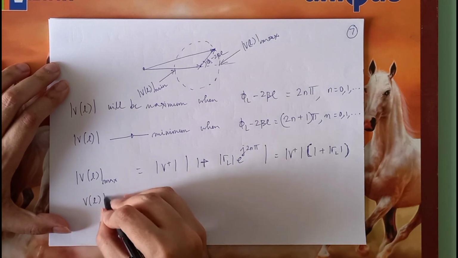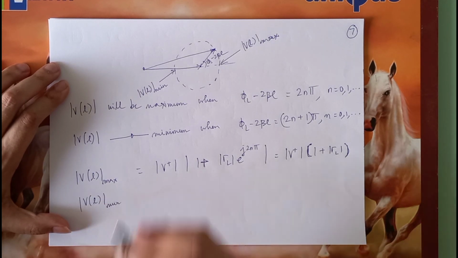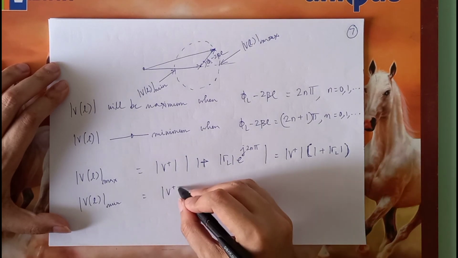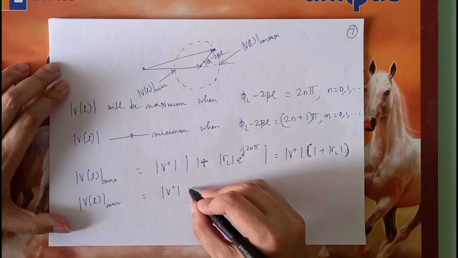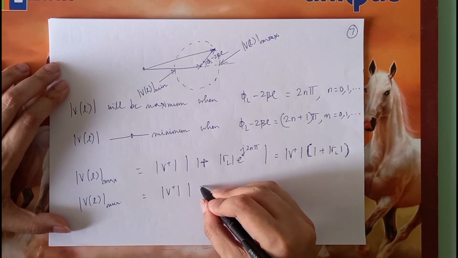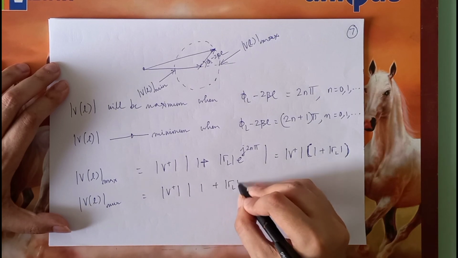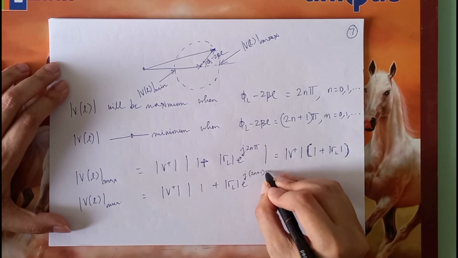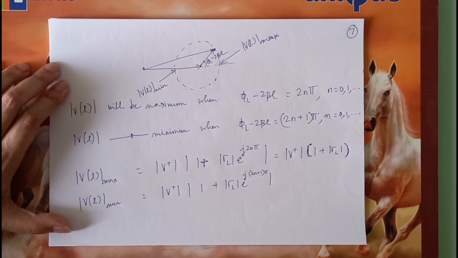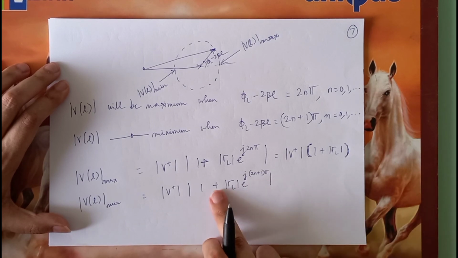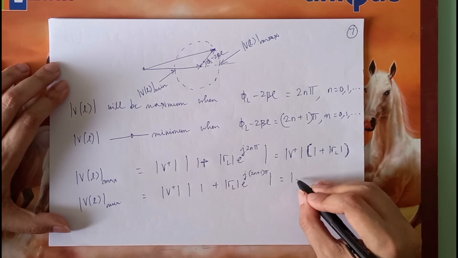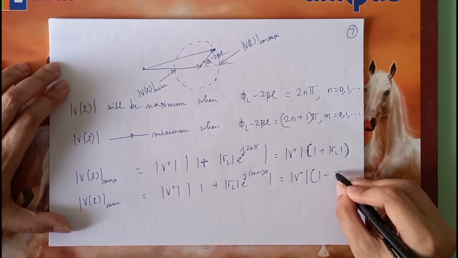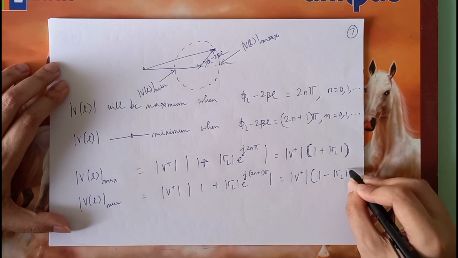Likewise, V of L minimum will be V plus times mod of 1 plus mod gamma L times e raised to j (2n plus 1) pi. So this would cause it to have a minus sign. Therefore, this will be V plus times (1 minus mod of gamma L).